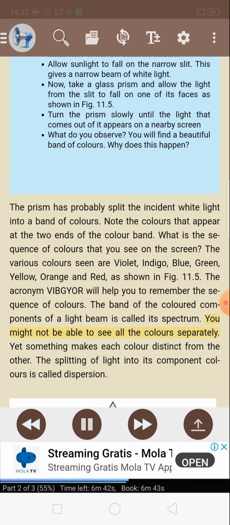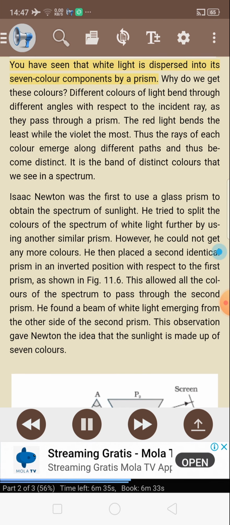You might not be able to see all the colors separately. Yet something makes each color distinct from the other. The splitting of light into its component colors is called dispersion. You have seen that white light is dispersed into its 7 color components by a prism. Why do we get these colors? Different colors of light bend through different angles with respect to the incident ray as they pass through a prism. The red light bends the least while the violet the most. Thus the rays of each color emerge along different paths and thus become distinct. It is the band of distinct colors that we see in a spectrum.